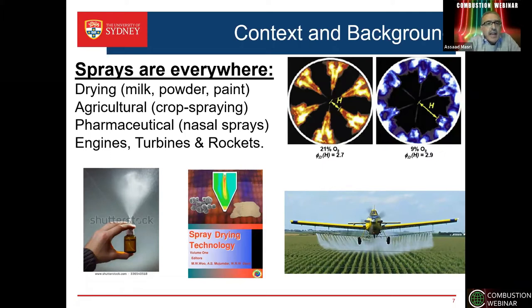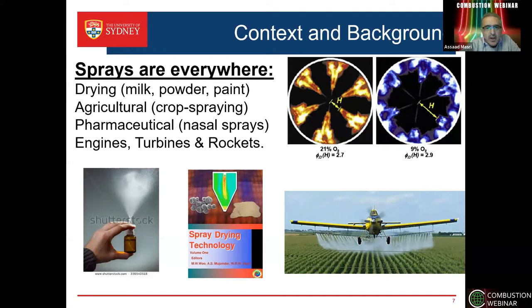That's not obviously the only area where spray is relevant. Spray, non-reacting as well as reacting sprays, are relevant in many other areas that are the subject of this talk. In drying operations, be it drying of food products, juice powders, milk, or in spray painting, that's an issue. In agriculture, particularly with respect to targeted spraying of crops, that's also an important problem. Albeit with agriculture, the droplet size distribution is larger. So we're not talking about micron-sized droplets, we're talking about perhaps larger droplets.